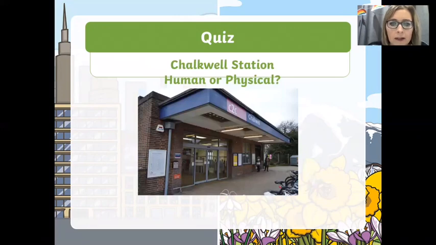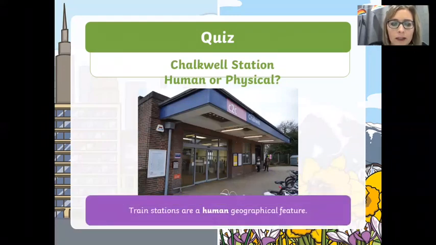I'm sure you recognise this one. Chalkwell Station. Is that a human or physical feature? That's right, train stations are a human geographical feature.